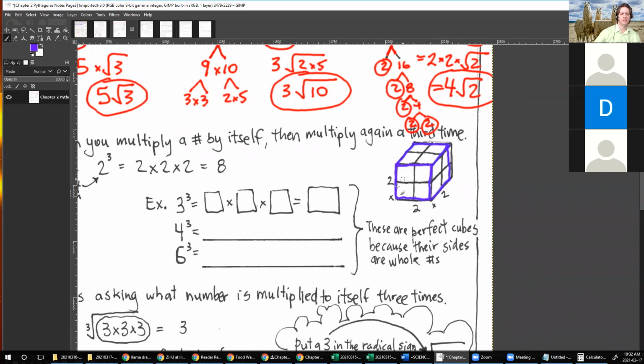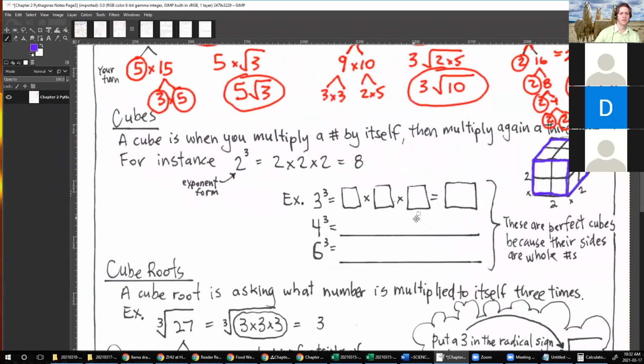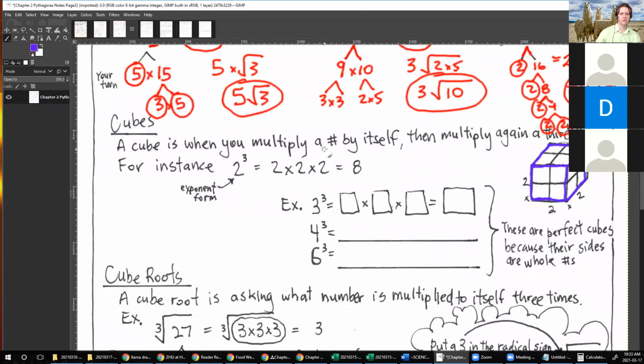And of course, a cube has all the same sides. So again, a square has sides that are the same, and a cube also has the same depth. So it's like 2 times 2 times 2. A cube is when you multiply a number by itself and then multiply it again a third time.